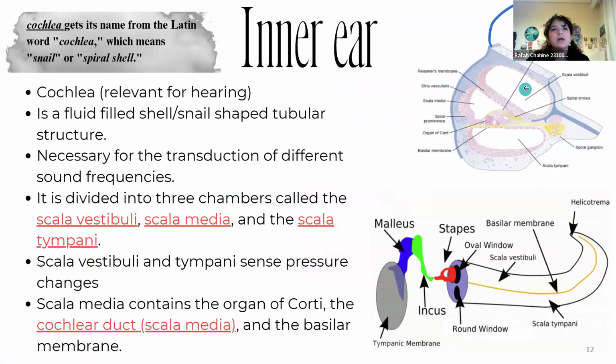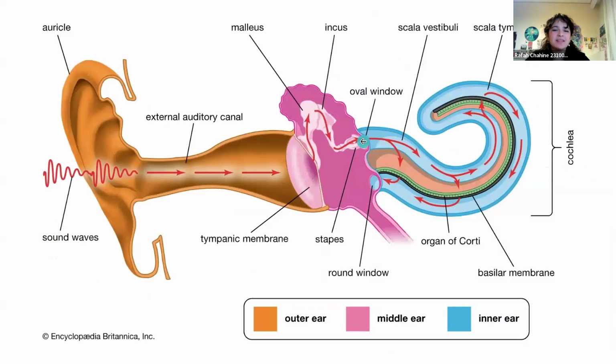Okay, yeah. The scala vestibuli and the scala tympani sense pressure changes. What does that mean? That means that the pressure changes are coming from the stapes hitting on the oval window. Since they're connected, they're the ones that are mostly going to be receiving that change in pressure, not the scala media. It is separate, okay? It does not physically communicate with the scala tympani or the vestibuli, okay?